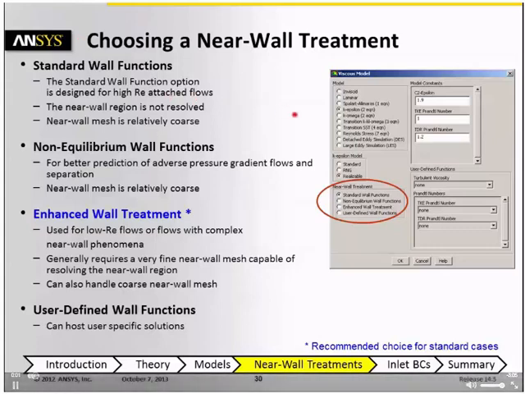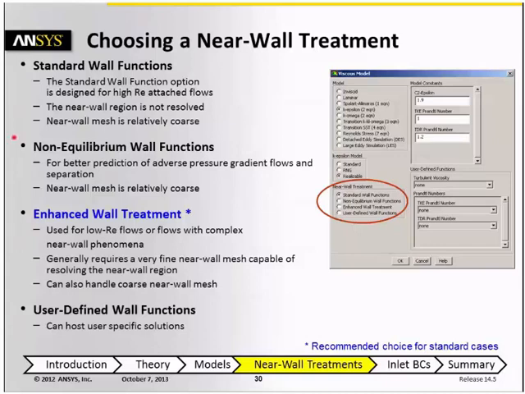When you select K-epsilon models or the Reynolds stress model in the viscous model panel, then you also have to choose a near wall treatment. The choices are standard wall functions, non-equilibrium wall functions, enhanced wall treatment, and there's also an option for user-defined wall functions.